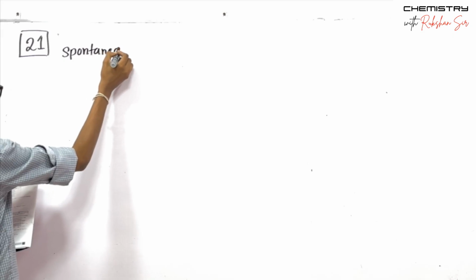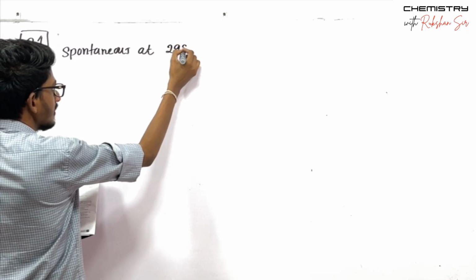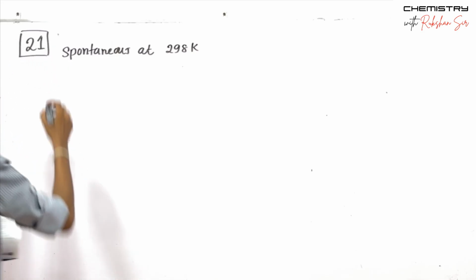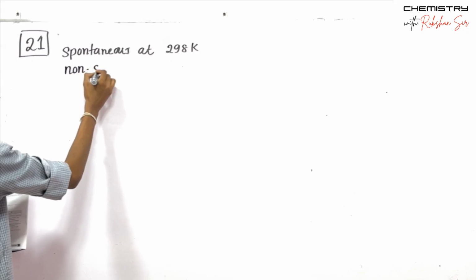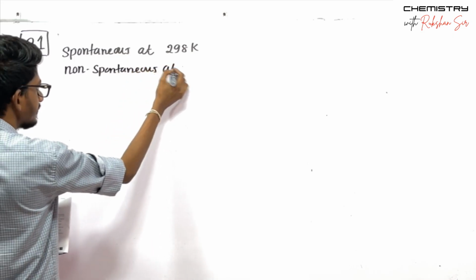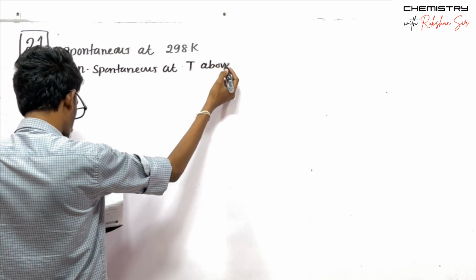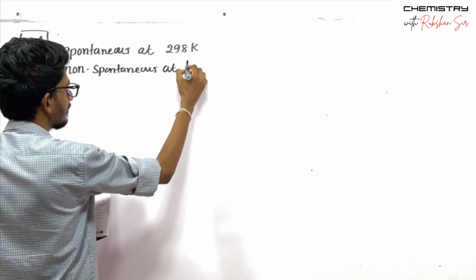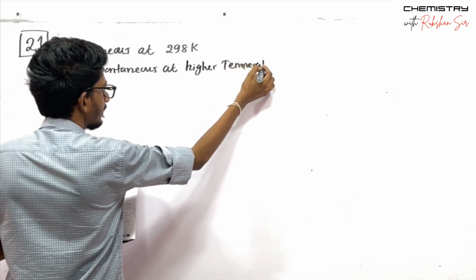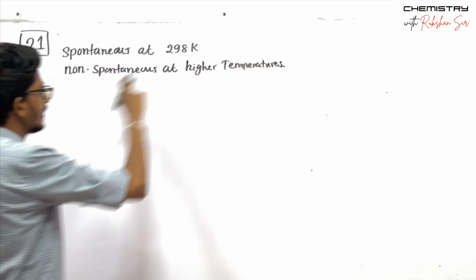So they are saying it is spontaneous at 298 Kelvin, and at higher temperatures it is non-spontaneous. So non-spontaneous at temperatures above 298, or one can say higher temperatures. At higher temperatures, non-spontaneous. At 298 it is spontaneous.